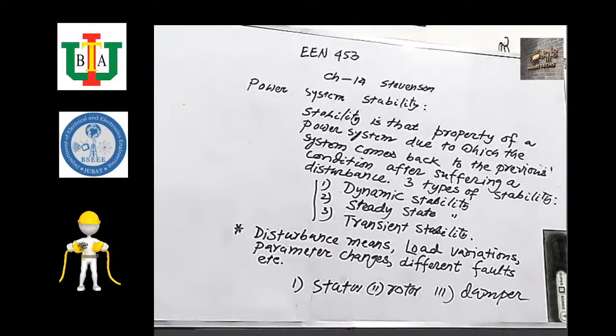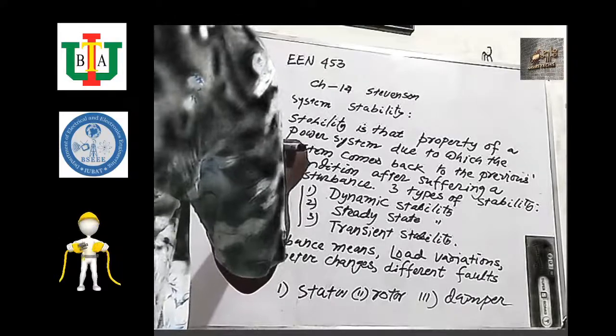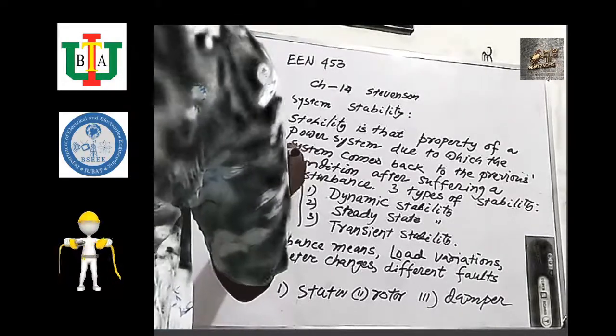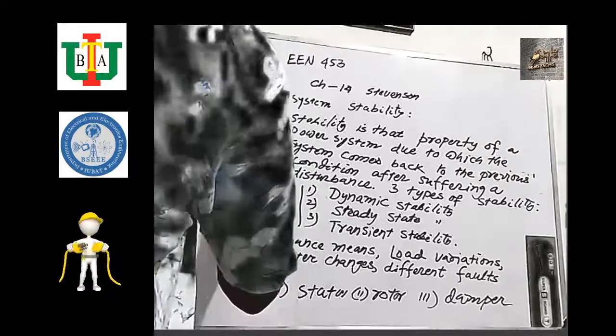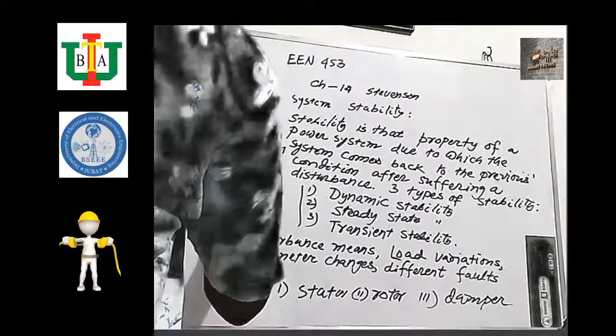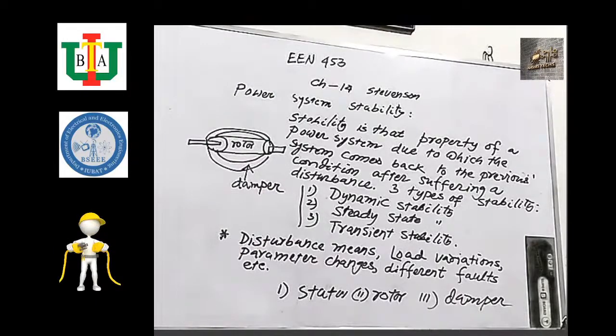Damper. Have you understood? In a big machine, there are three parts of the machine. One is stator, rotor, and another is what? Another is damper. High oscillation is suppressed by the damper winding.